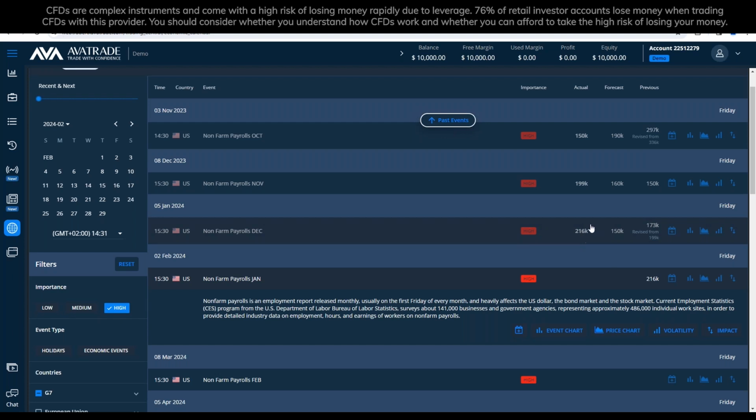Now, what does that mean in terms of trading? Okay, so we understand more jobs are created. That's very good for the economy. How does that affect my trading? Which country is that? Which currency is this related to? Which currency, guys, is this non-farm payroll related to?